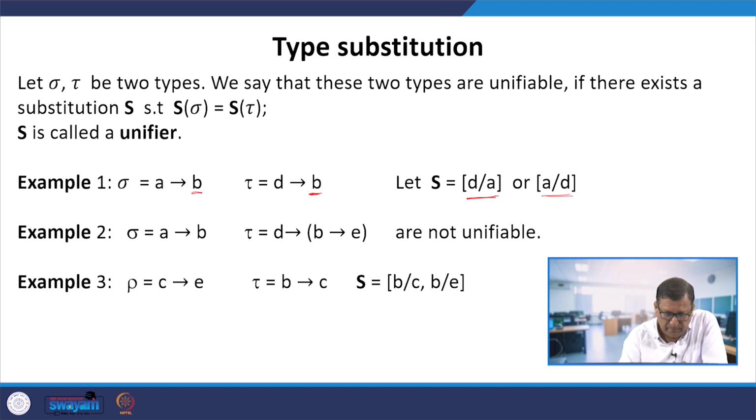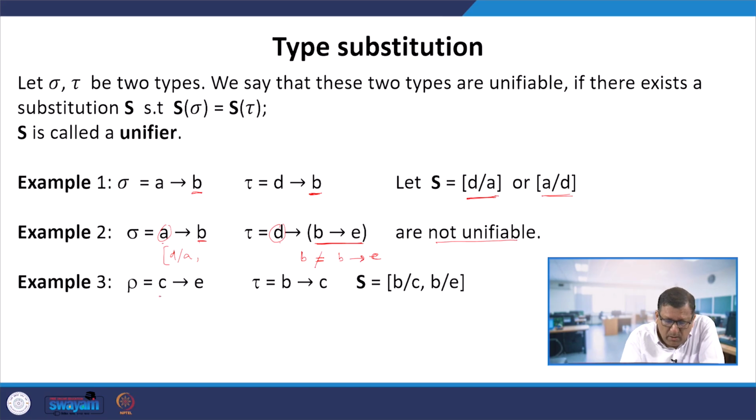Now, second example, we have A arrow B and now we have D arrow B arrow E. Now, suppose we unify A and D. So, we replace A with D. If you replace A with D, then these parts will be same. Now, we have to unify this part, that means B and B arrow E. Now, B and B arrow E, they cannot be unified. These are different. This is a type variable, this is an arrow type. So, B and B arrow E are not unifiable. Hence, this pair of sigma and tau are not unifiable.